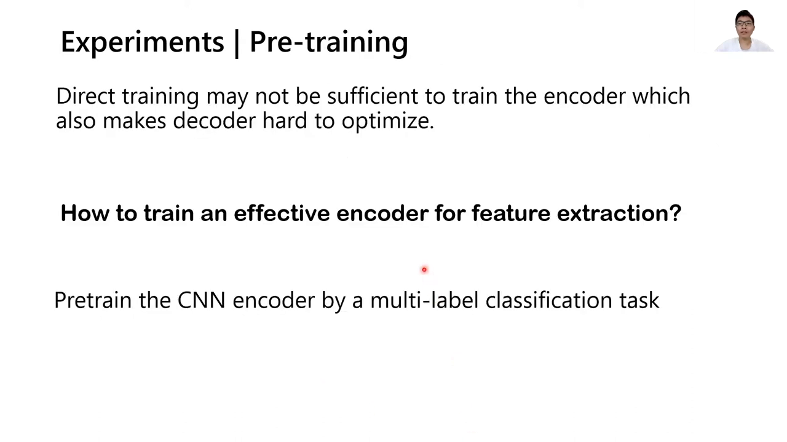We found that direct training with the data provided by the challenge may not be sufficient to get an effective encoder, which also makes the decoder hard to optimize. So, how can we get an effective encoder for feature extraction? In our paper, we design a multi-label classification task to train our encoder. The features got from this task will be used to generate captions.